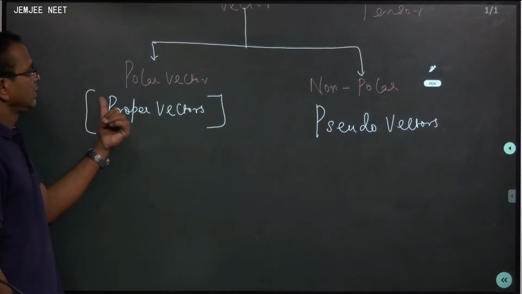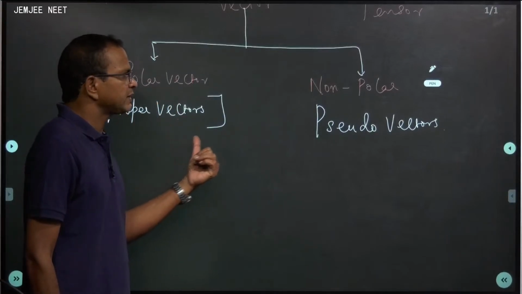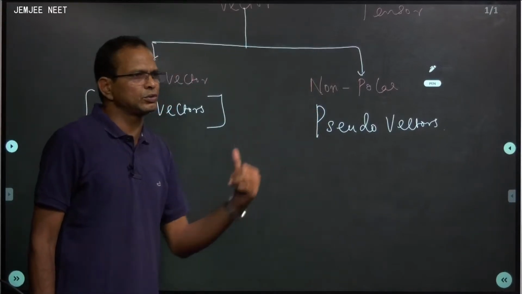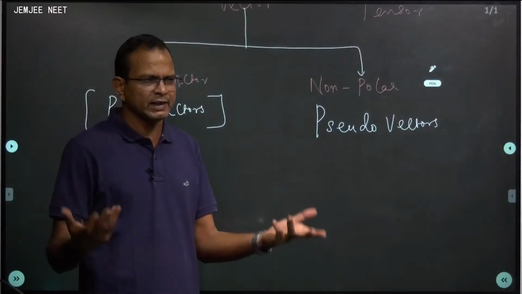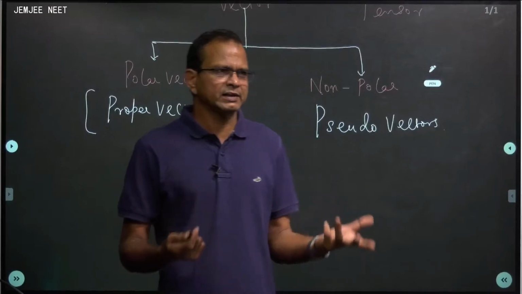A polar vector is a proper vector. A non-polar vector is a pseudo vector, right? What do you mean by pseudo vector? Then it does not have a proper direction.